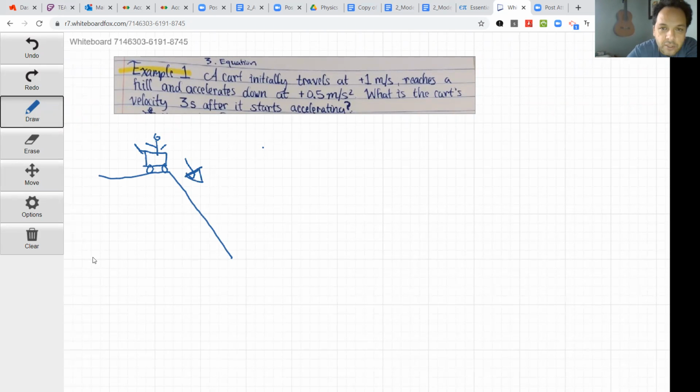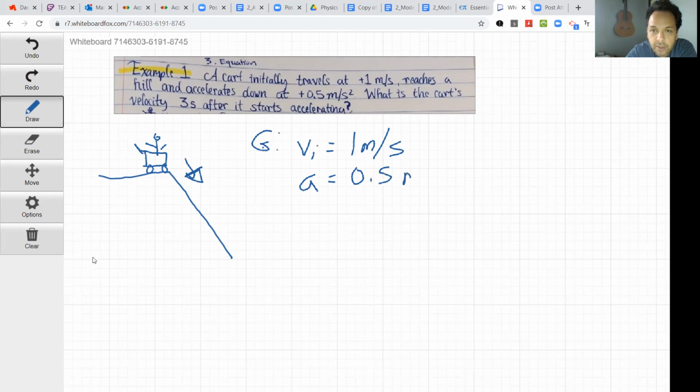So let's do what's given. 1 meter per second, that's the velocity. So that's his initial velocity, right? So VI is 1 meter per second. He reaches a hill and accelerates down. Okay, so they're giving us an acceleration, and we know it's an acceleration because they say it accelerates, but also it has the units of meters per second squared. So 0.5 meters per second squared. What is the cart's velocity 3 seconds after it starts accelerating? Okay, so then they give us time.